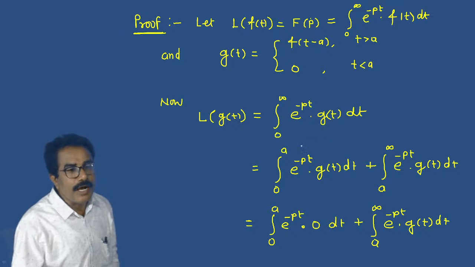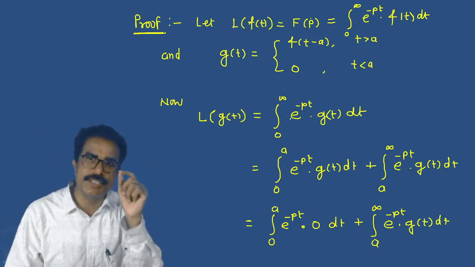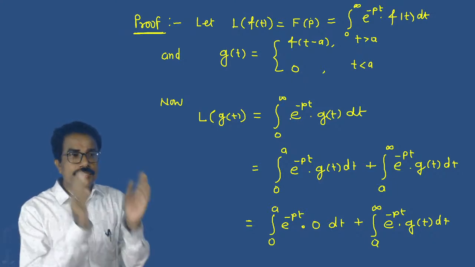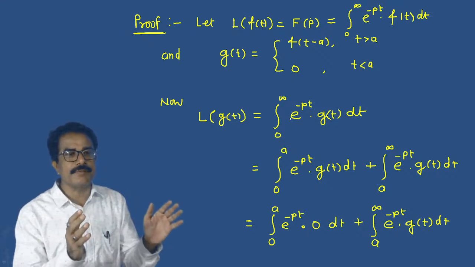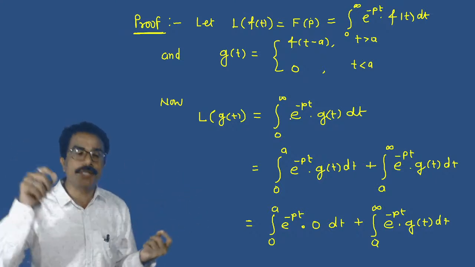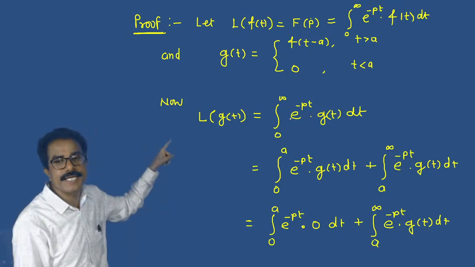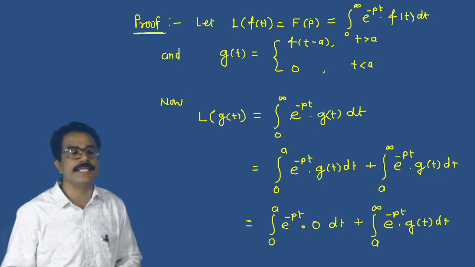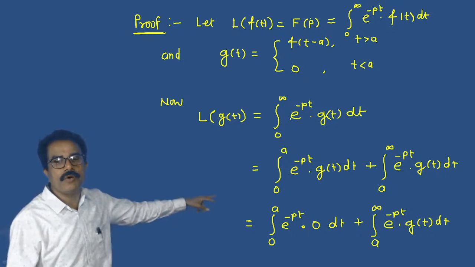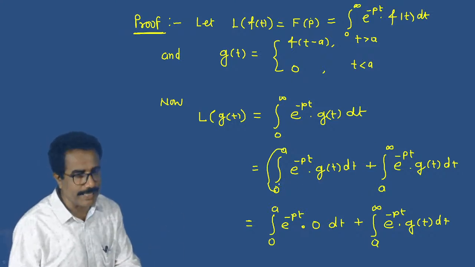Our aim is to split this integral from 0 to infinity, because g of t is a type of step function. Its value depends on the step: when t is less than a, it goes to 0, and if t is greater than a, it goes to f of t minus a. In the unit step function the value is 1, but in this case the value of the function is f of t minus a if t is greater than a. So we have split the integral from 0 to a and then a to infinity, which means two parts.